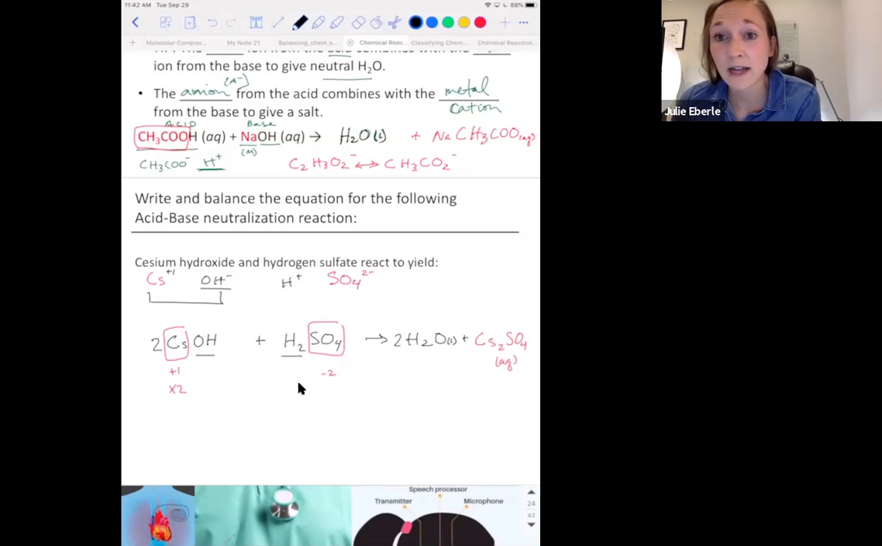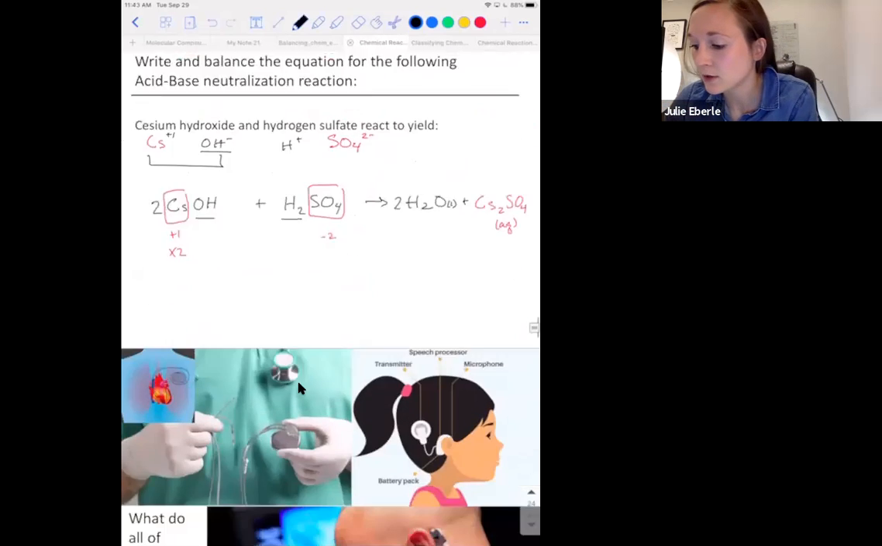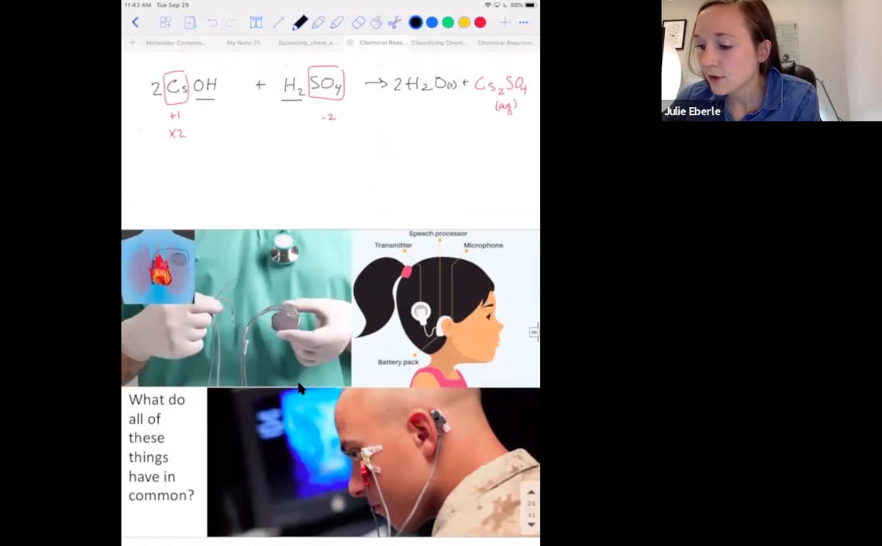So how do you know if you have an acid-base neutralization reaction? You form water. Okay. How do you know if you have a precipitation reaction? You form a solid or precipitate. All right, so that's 2 of the 3. Let's get to the third one. I'm going to introduce the third one with this slide. So you see a bunch of different pictures here. I want you to look at these pictures and try to ask yourself, what is represented in these pictures?